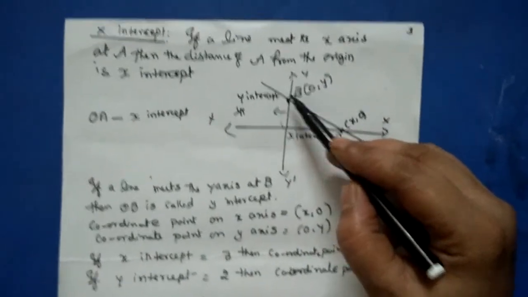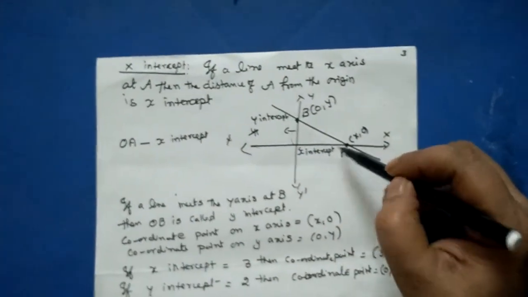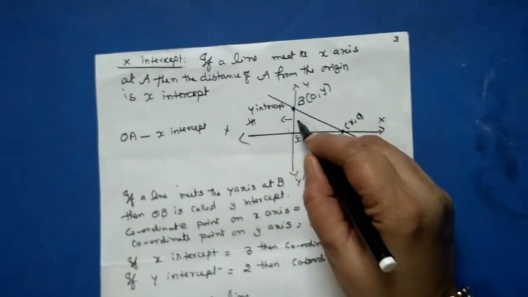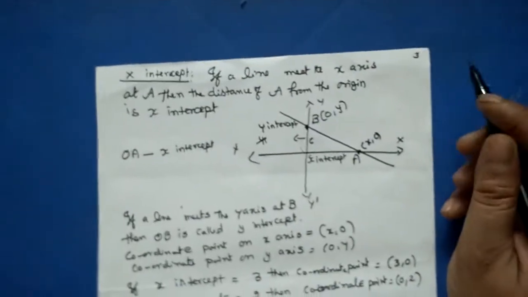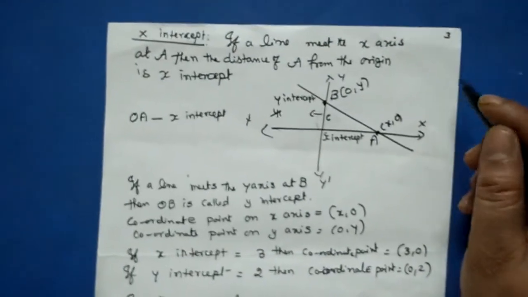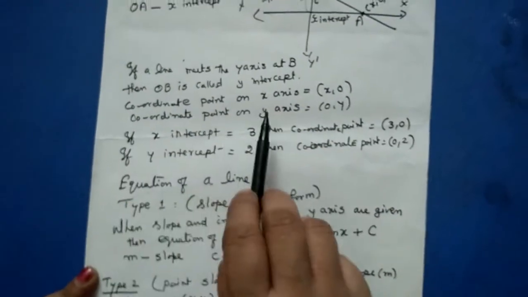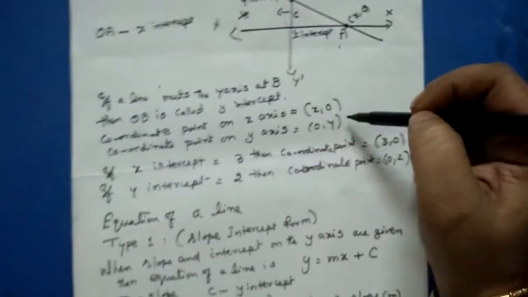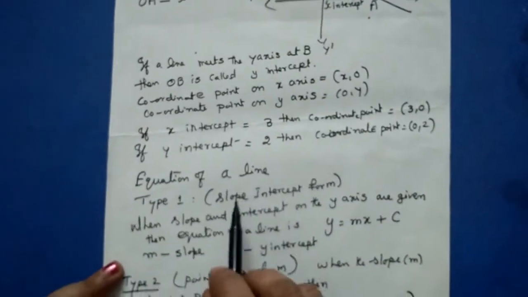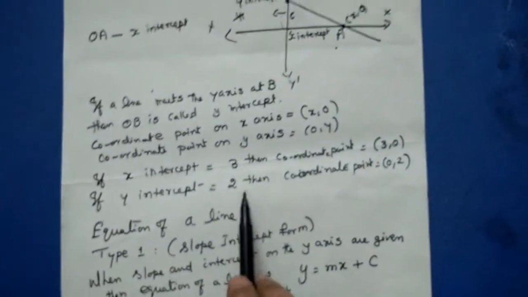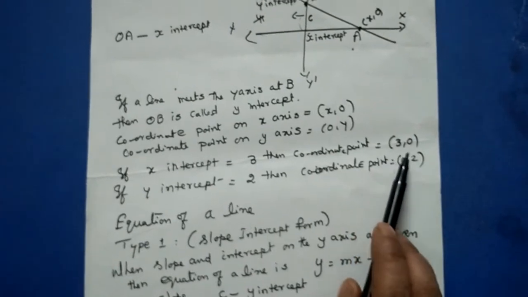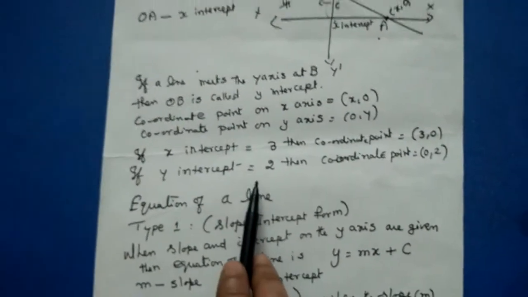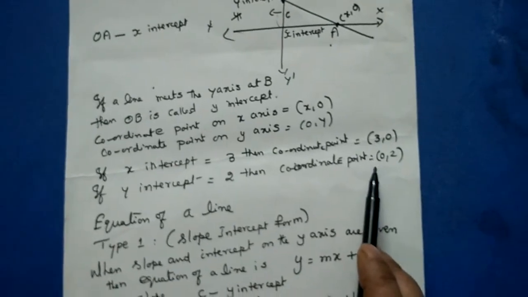The coordinate point of B is 0 comma y. This distance is x, this distance is y, and it is represented by C. That is, the distance OB is called the y-intercept, and it is represented by C. Okay, the point where the line meets the y-axis gives the y-intercept. Now the coordinate point on the x-axis is x comma 0, the coordinate point on the y-axis is 0 comma y. If the x-intercept is given as 3 in the question, then immediately you have to write the coordinate point as 3 comma 0. If the y-intercept is given as 2, immediately you have to write 0 comma 2.